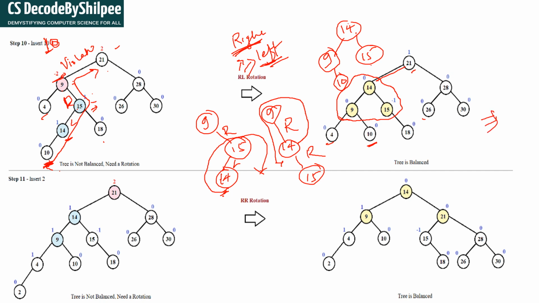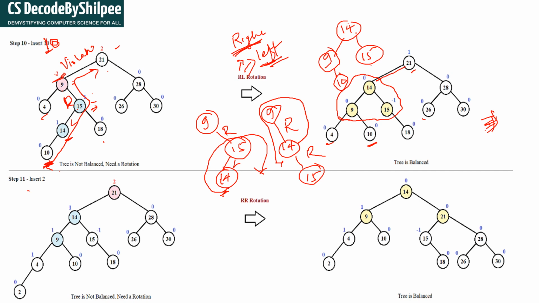Now calculate the balance factor of each and every node and check whether it is balanced or not. If it is balanced, okay, no problem. If it is not balanced, check what type of rotation you are going to perform, so we get a balanced one. Here all these nodes are balanced, so not an issue. So this is already balanced.